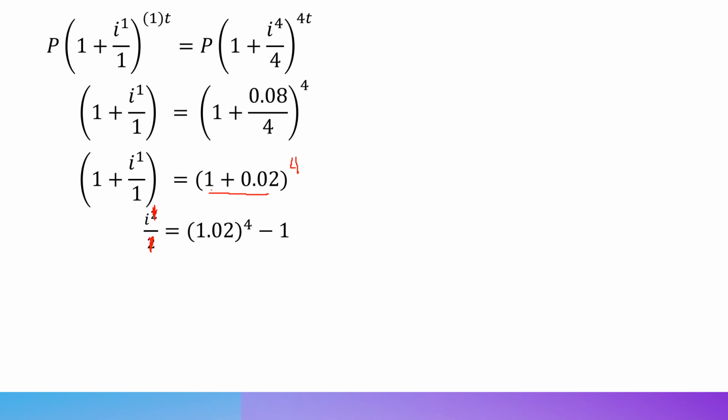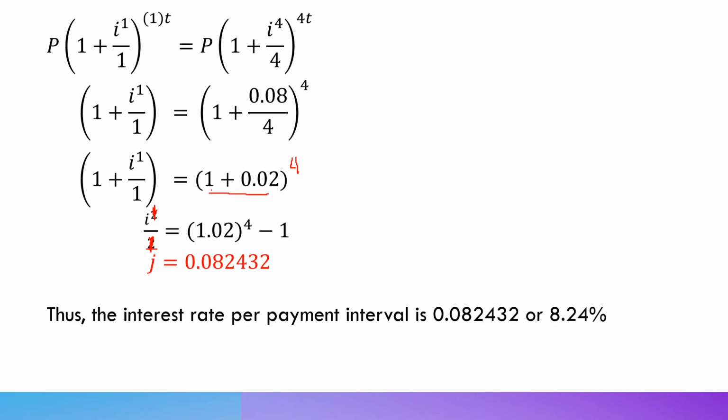Okay, so that is I raised to the 1 all over 1 is equal to 1.02 raised to the 4th minus 1. So therefore, ito kasi katumbas na ng j. Therefore, computing this, we get j is equal to 0.082432. Now we have this j, and we are going to convert this j into percent by multiplying 100 to this. 0.082432 times 100, we get 8.24%, or this decimal, which is yun pa rin yun, 0.082432. Next.